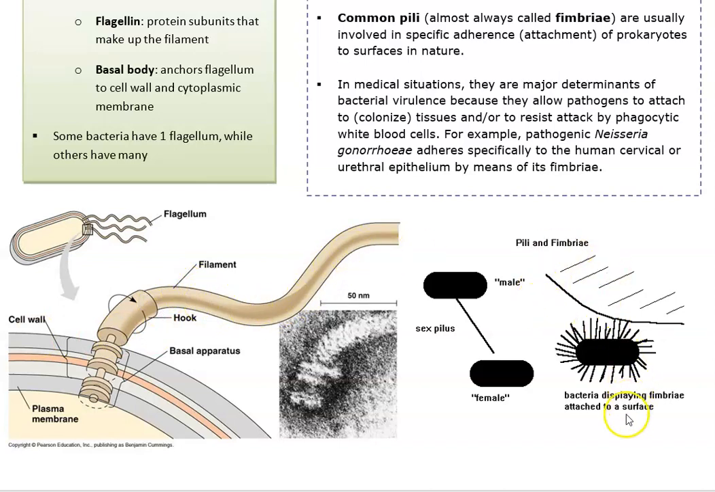Then you have pili and fimbriae over here. This one is what that pilus was called, the sex pilus or the F pilus, where they actually use it for conjugation. So it's sexual reproduction. And then this is fimbriae on the outside of a bacterial cell that's being used to attach that cell to a surface.